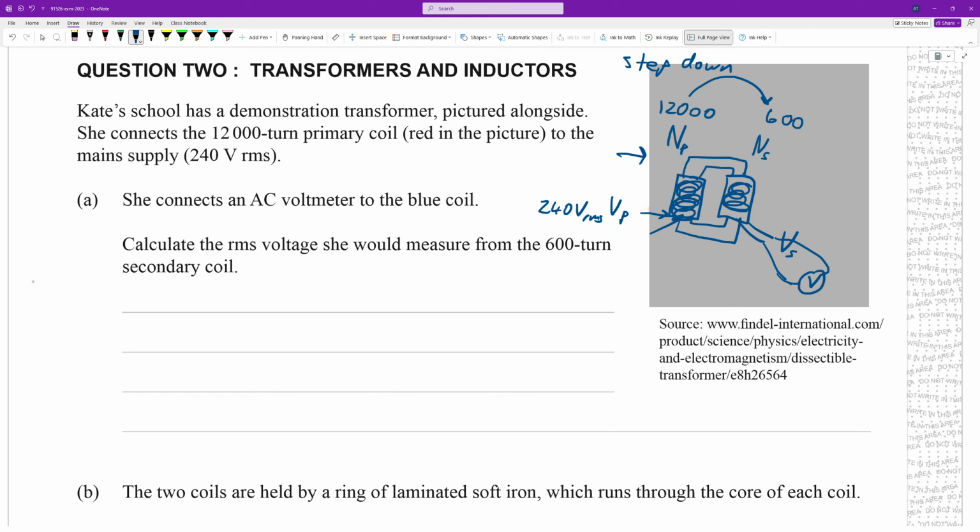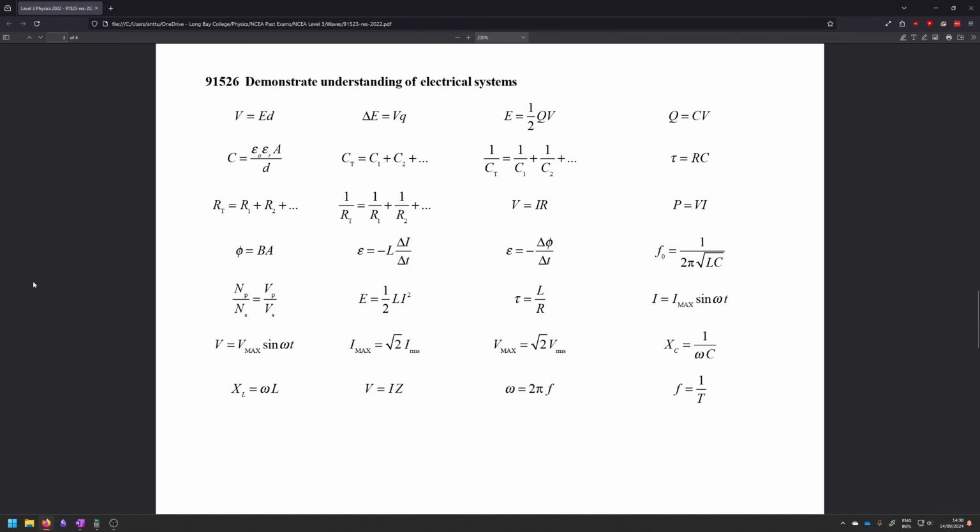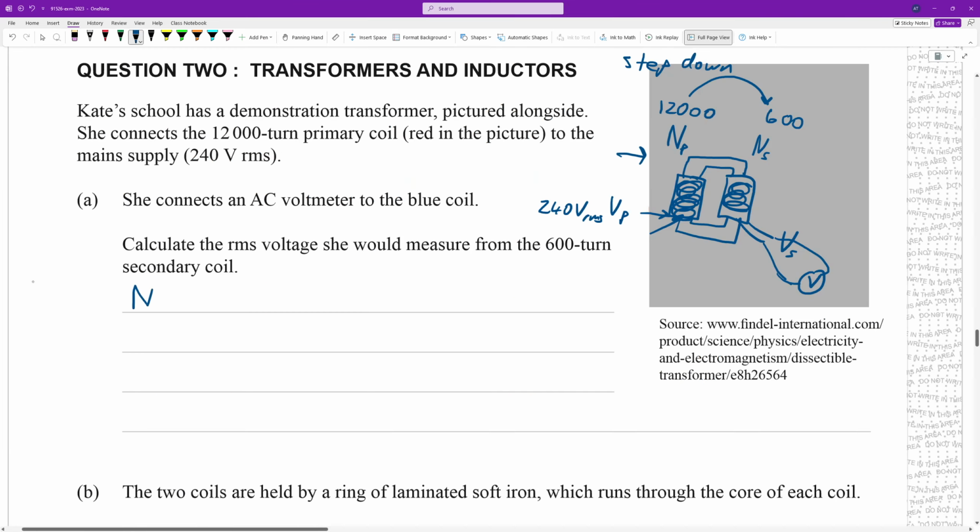However, if that's all a bit too much for you, you've got a formula sheet. And in the first column, fourth row, you're given NP over NS equals VP over VS. Right, this is the transformer equation, the ratio relating number of turns to the voltage across the primary and the secondary. So let's just write that out. NP over NS equals VP over VS. And we are calculating the voltage across the secondary coil. So we are solving for VS.